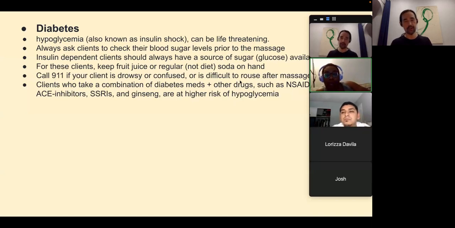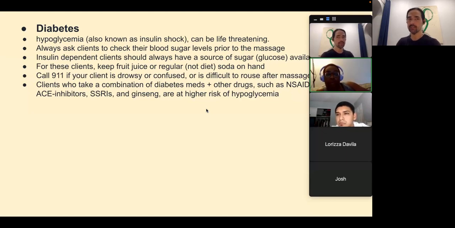If they're on a diabetes medication and they're taking other drugs, they're more at risk for hypoglycemia. So you have to be even more vigilant. You can't let people come in who haven't eaten in like 4 hours, right? You can't let people who are taking multiple medications, one of which is for diabetes, not test their blood sugar within like 6 hours, 10 hours, whatever you think is reasonable.